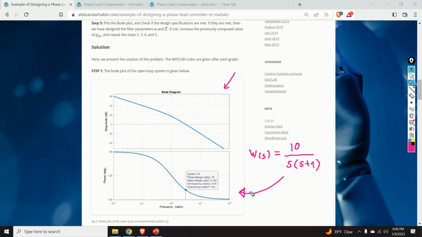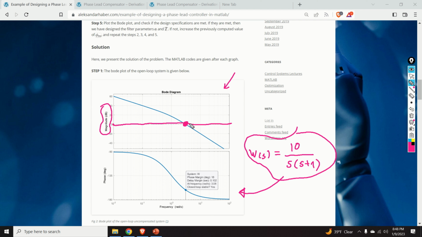The next step is to identify the phase margin. How do we identify the phase margin? First of all, we focus on the magnitude plot. Then we draw a horizontal line from 0 decibels. This corresponds to the gain of 1. And we search for the point at which the magnitude plot of our open loop system crosses the 0 decibel line.